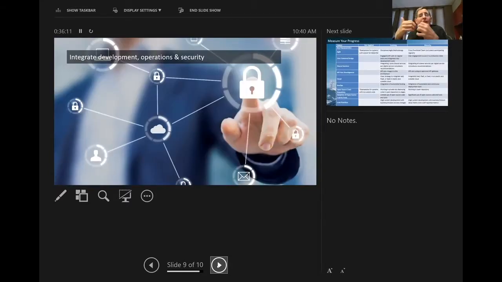And then finally, as I mentioned at the very beginning, you have to integrate development, operations, and security. If you truly want to be successful, you can't have everybody throwing things over the wall. Your developers have to be running their own test cases. The operations folks have to work with the developers. The security folks have to be working with the operations folks. It has to be one big team.